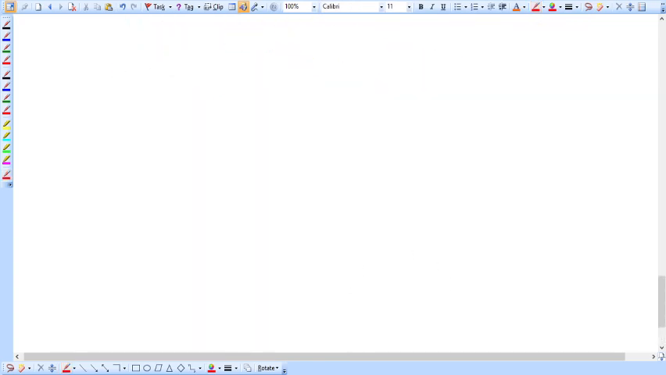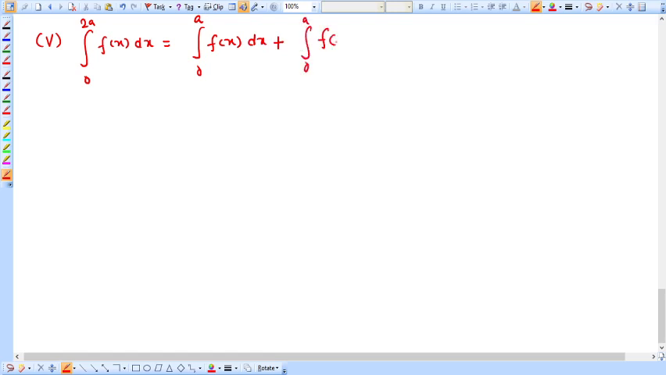Now coming to property 5. Property 5 says that integration of f of x from 0 to 2a is equal to integration from 0 to a of f of x dx plus integration from 0 to a of f of 2a minus x dx, right.